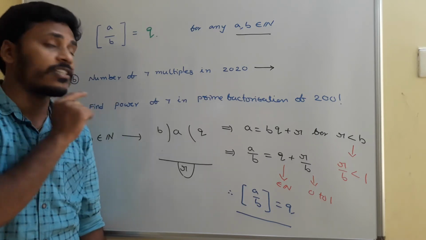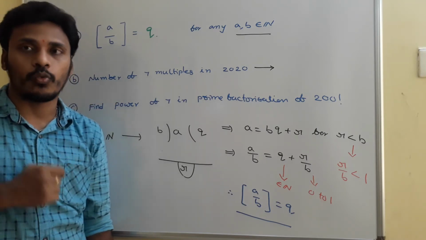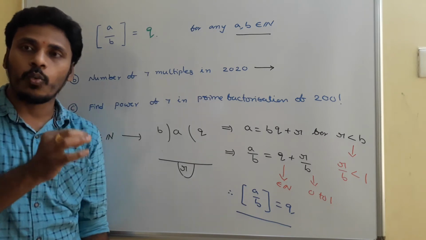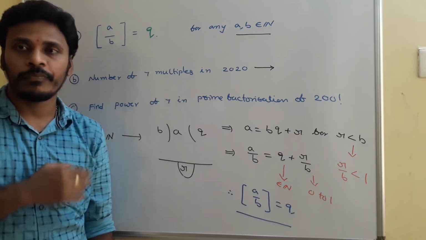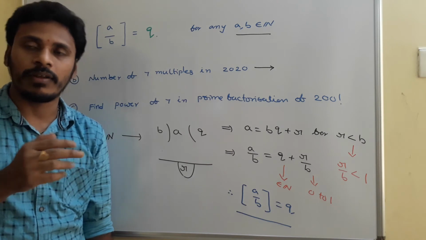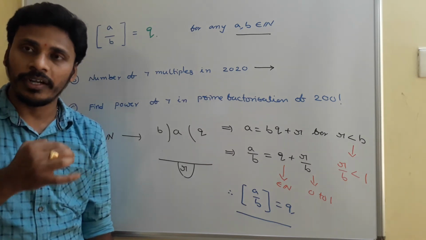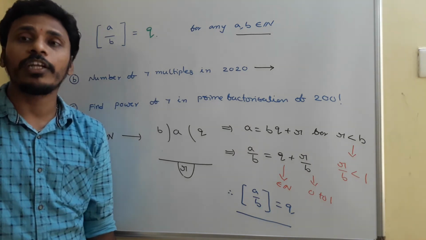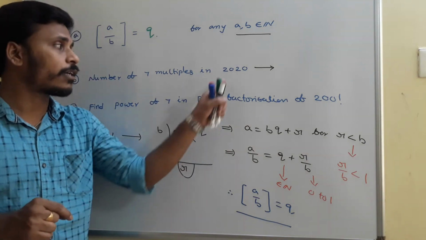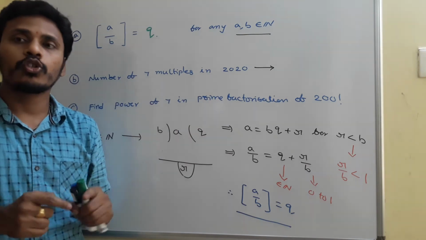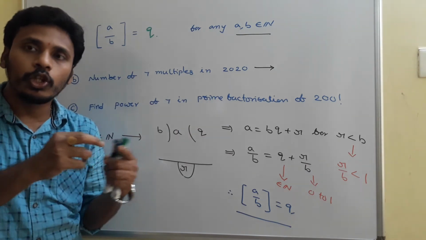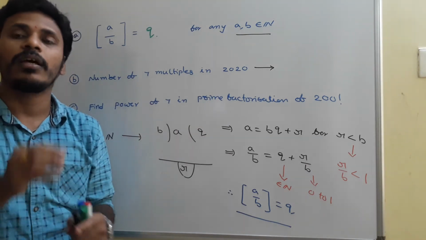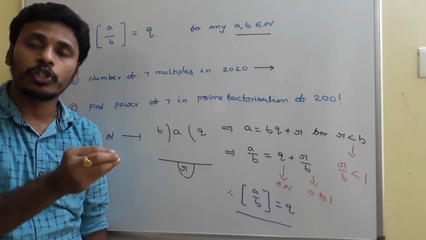And here since we are searching for the 7 multiples in 2020, 7 into 1, 7 is a 7 multiple. 7 into 2, 14 is a 7 multiple. 7 into 3, 21 is a 7 multiple. Like that, we proceed up to what must be less than 2020. So usually we calculate the count, the number of 7 multiples, just by dividing 2020 by 7.